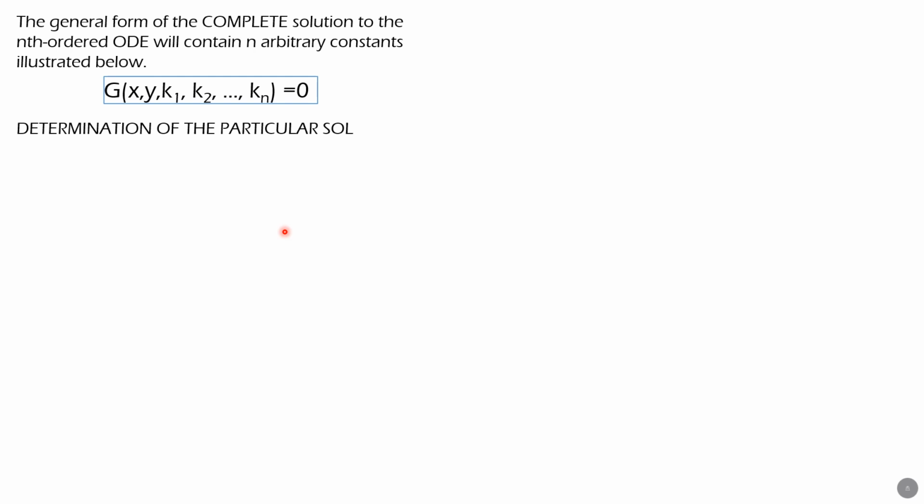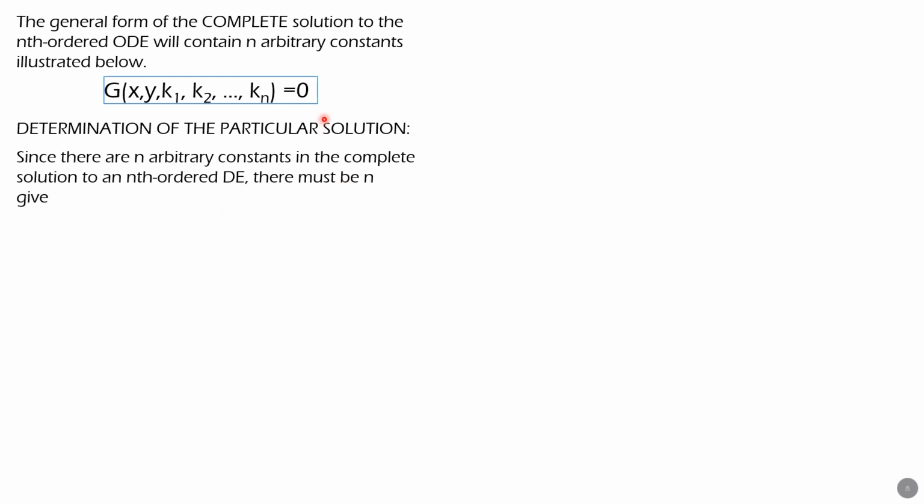Since there are n arbitrary constants, in order to determine the particular solutions, these n arbitrary constants must be known, and this will only be known if there are also n given initial or boundary conditions for this determination. So for the determination of these n arbitrary constants, there should also be n initial or boundary conditions so that we can evaluate those n arbitrary constants.